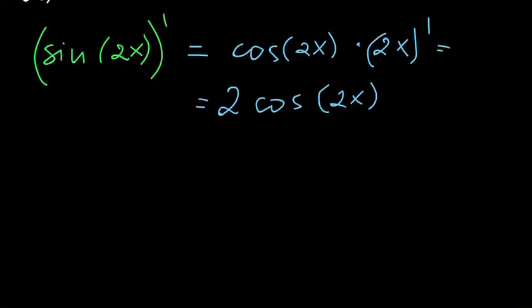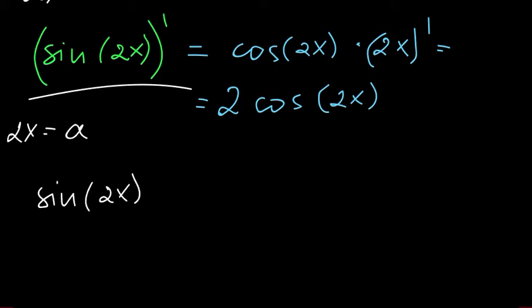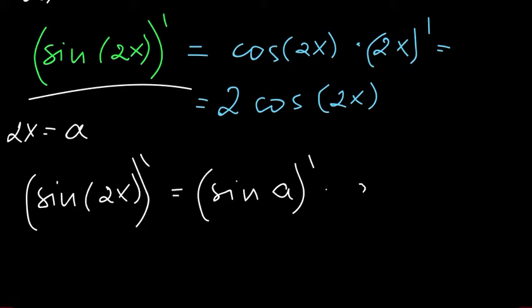Now there is one other way you can look at it, and I actually prefer it that way. I did it when I was learning derivatives. You can see that 2x, we are calculating the same derivative, that 2x is equal to, let's say, a. So now what we write? We write that the derivative of sine of 2x is equal to the derivative of sine of a multiplied by the derivative of a.